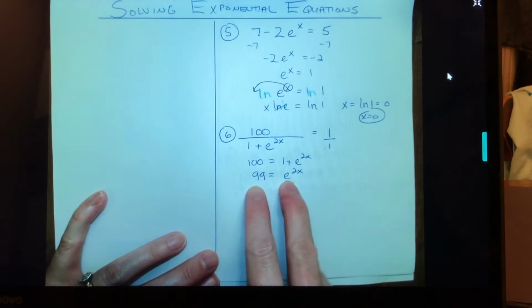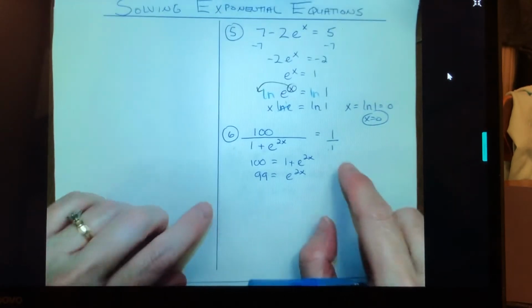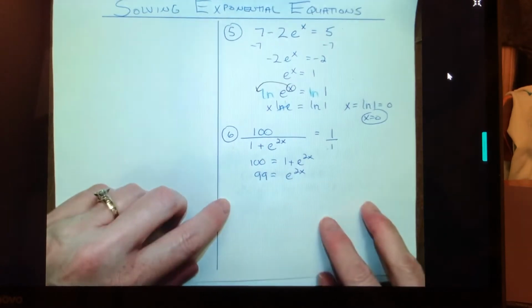I can't make them the same, so I'm going to do this the long way. I'm going to turn it into a log. Now the problem above, I took the log of both sides. This one, how about we practice just backwards mapping it?